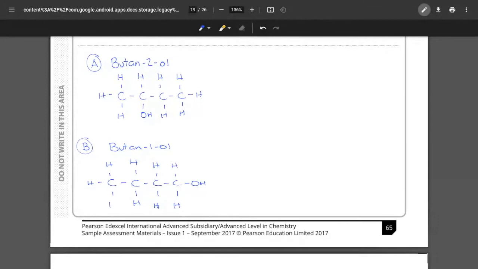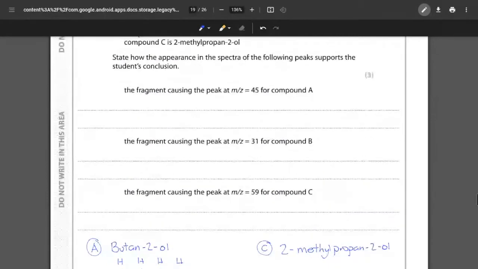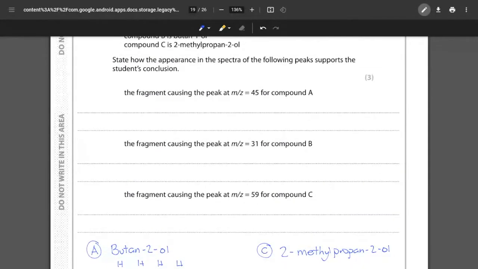And then compound C, our tertiary alcohol, is 2-methyl-propan-2-ol. So we have our 3 carbons with a CH3 and an OH on the same middle carbon. And then, of course, always filling in all of your hydrogens. So now we have to look at how it's actually fragmenting. So we're going to take each one at a time.